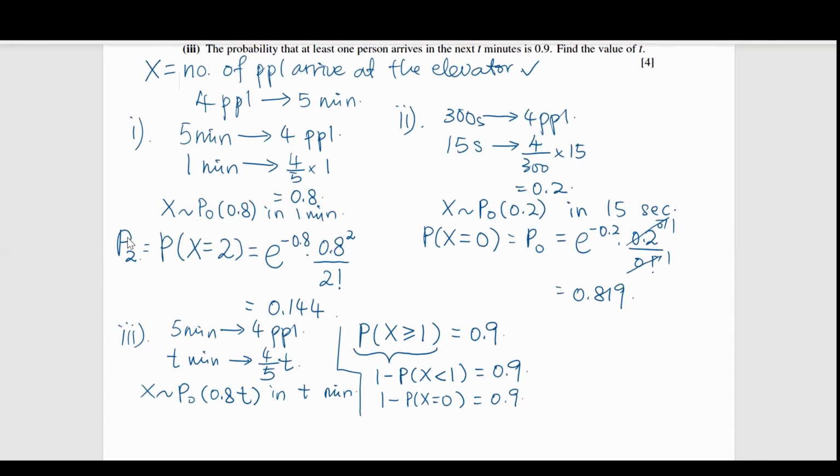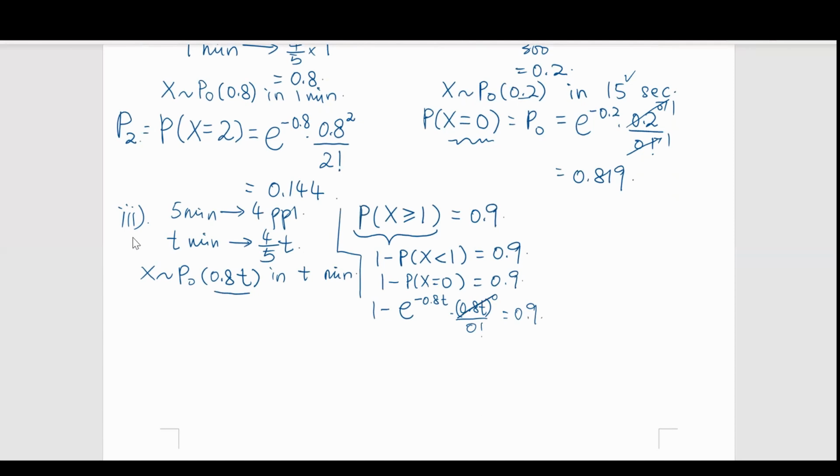But then you are not supposed to take whatever we calculated in part 2, which is finding the probability x equals 0, because that was in 15 seconds and the mean is 0.2. Now it's in t minutes, so the interval is different and the mean rate is also different. So we still have to put this into the formula and calculate again, with 0.8t. So we calculate from here.